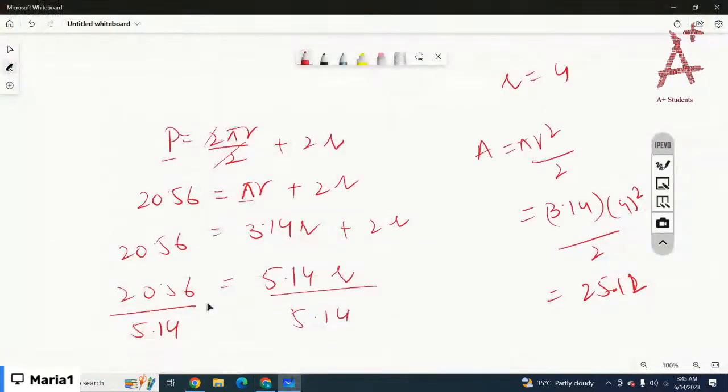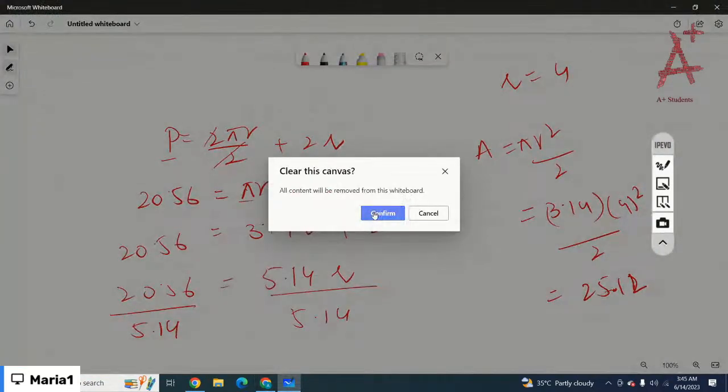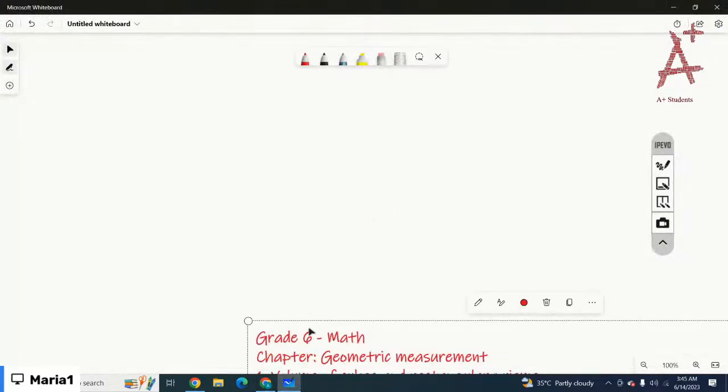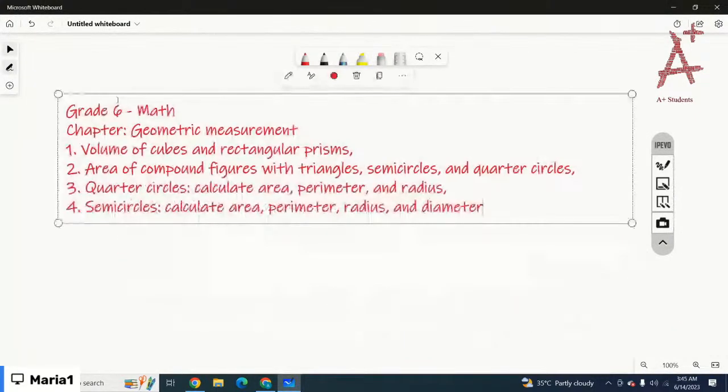So we were working on grade 6 maths, and the chapter we're working on is geometric measurement. The lessons we have covered today are volume of cubes and rectangular prisms, area of compound figures with triangles, semicircles, and quarter circles. For quarter circles, calculate area, perimeter and radius, and for semicircles, calculate area, perimeter and diameter.